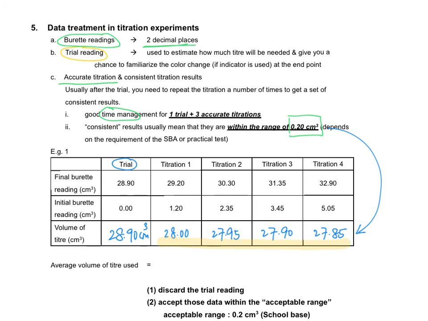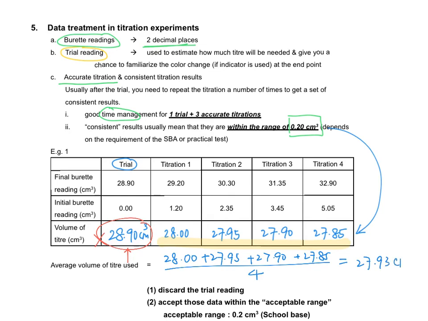Now, when we are working on the average volume of titrant, we should not include the trial results. So the average volume equals the results from the accurate titrations divided by 4, and we keep the answer to 2 decimal places. So this is the average volume in example 1.